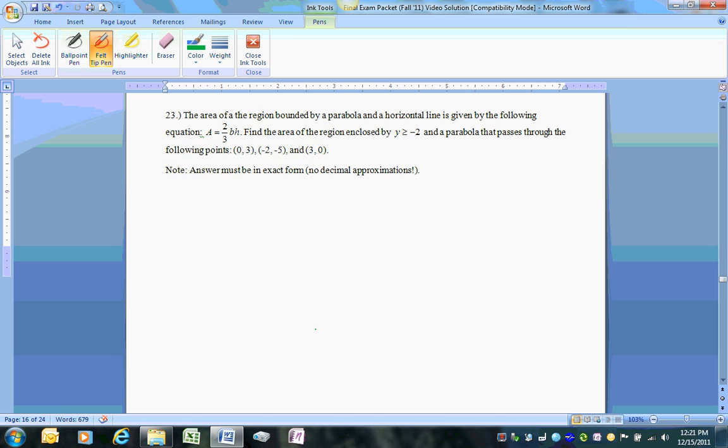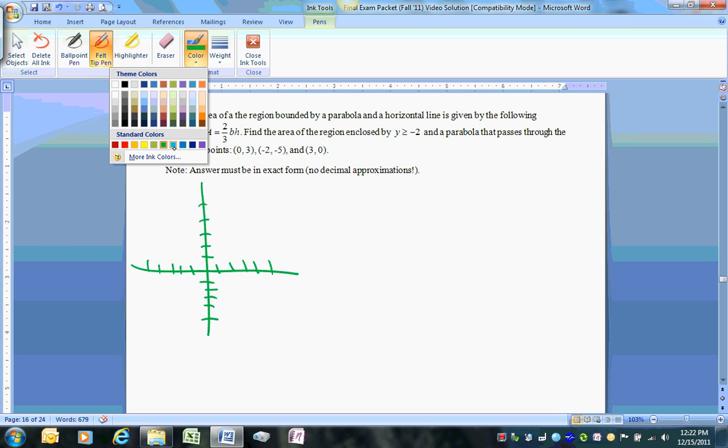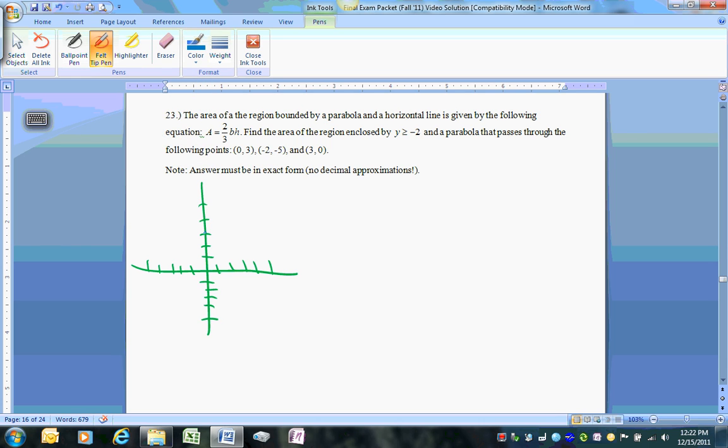Okay, 23. This is a behemoth of a problem, but could be in the final. So we plot our points. So 1, 2, 3, 4, 5, and again up the axis. And let's change colors up. Let's go dark blue. 0, 3. Negative 2, negative 5. And 3, 0.